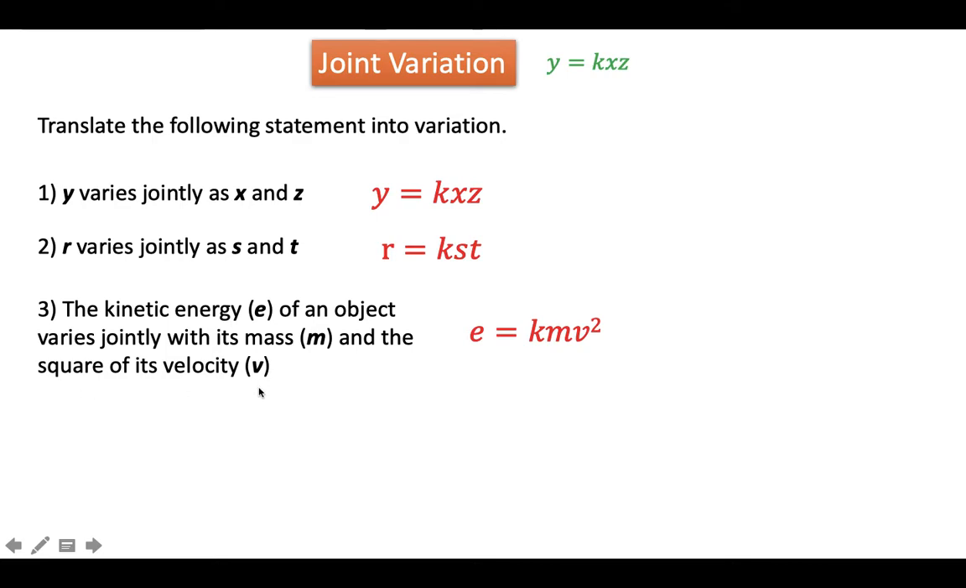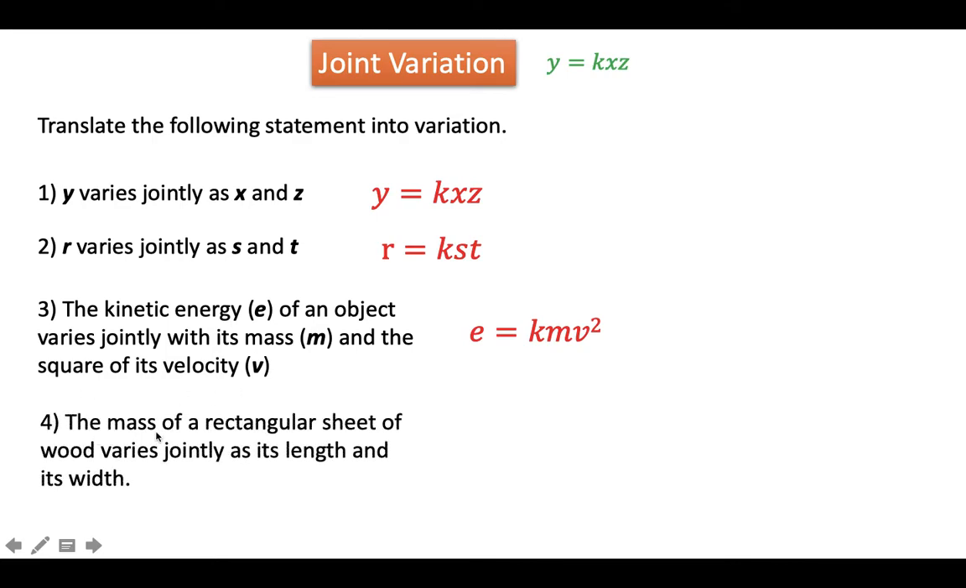For given number 4, the mass of a rectangular sheet of wood varies jointly as its length and width. So in this case, there is no variable given, so we can think of any letter except k to represent these three quantities: the mass, the length, and the width. So it is translated as m is equal to k times L times W, where m here represents the mass, k is the constant, L is the length, and W is the width.